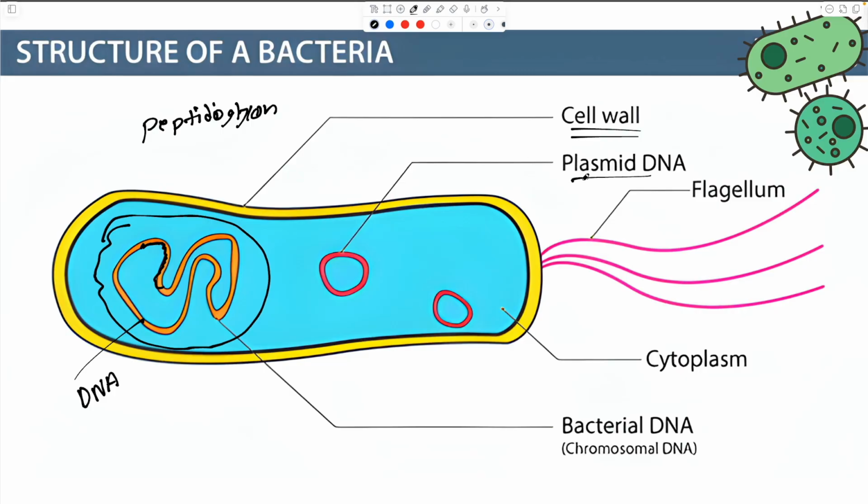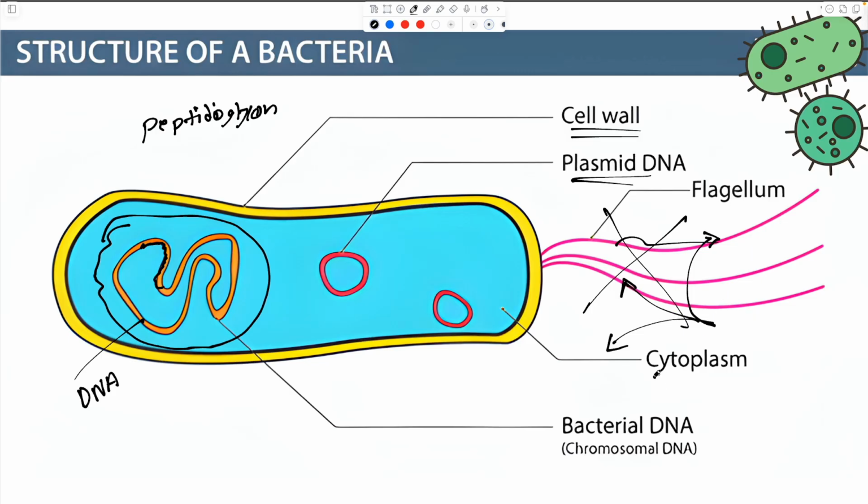Now we have another piece of DNA, which is plasmid DNA. We'll learn in detail about these DNAs in the upcoming slides. Now let's look at the flagellum. What is the function of the flagellum? The flagellum helps the bacterial cell to move in different directions, so this bacterium is motile. However, the flagellum is not found in all bacterial cells, by the way. Some bacteria have a flagellum, others do not. It depends upon the bacterial cell.